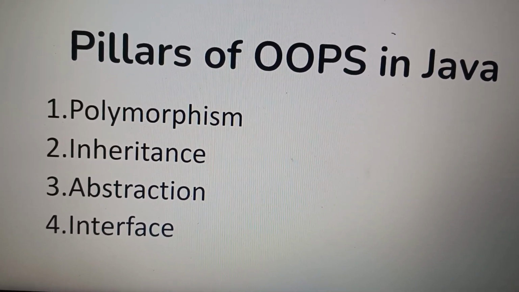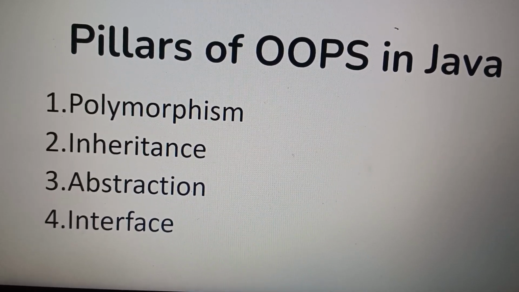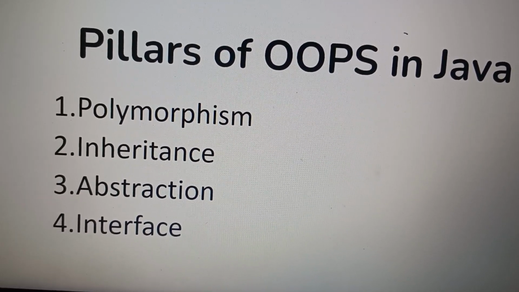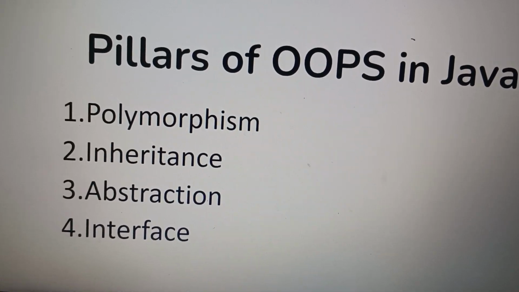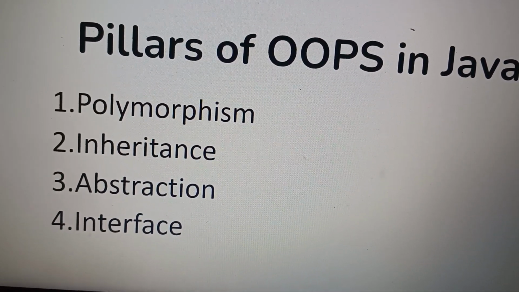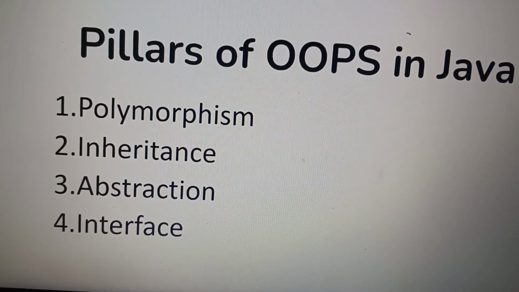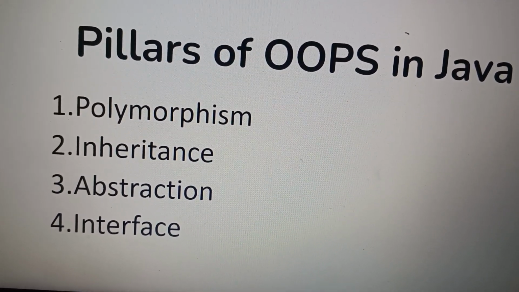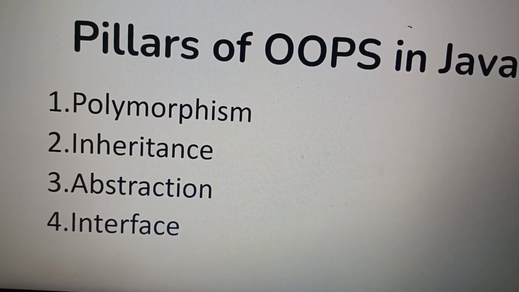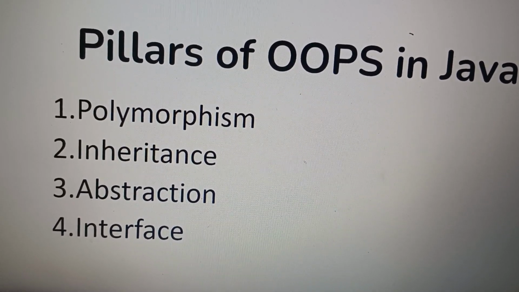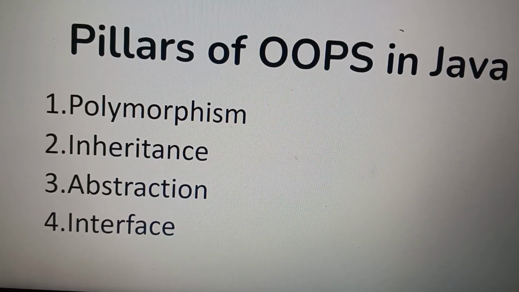Today we learn about the different pillars of object-oriented programming language which are used in Java. So basically there are four pillars which are used in Java programming language like polymorphism, inheritance, abstraction and interface. So let us see one by one in detail.